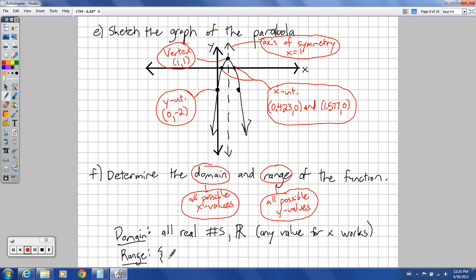So the way we can write that in our set notation that we learned earlier in the year, we have y such that y is less than or equal to 1. It could equal 1, could be right there at 1, but it can't be anything higher than that. The vertex is always the highest, or if it was opening up, it would be the lowest. So I'll put highest/lowest y value.